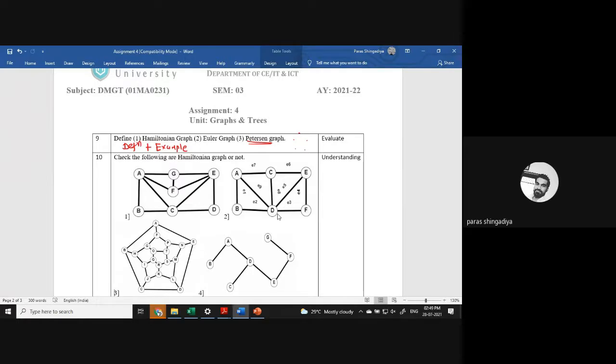In the 1 and 2, you have to define the definition first and then mention it with a counter example. Write also a counter example, means draw one graph. And the third one, just write a graph only. Just draw the graph only.